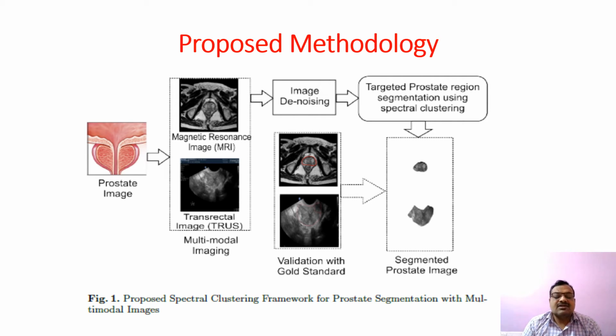Secondly, the spectral clustering is applied on the TRUS as well as MRI image simultaneously. The segmented images are finally validated with the doctor mark and the rated ground truth image. So here these are the magnetic resonance image and transrectal ultrasound image after denoising, compared with the ground truth, and we get the segmented prostate image.